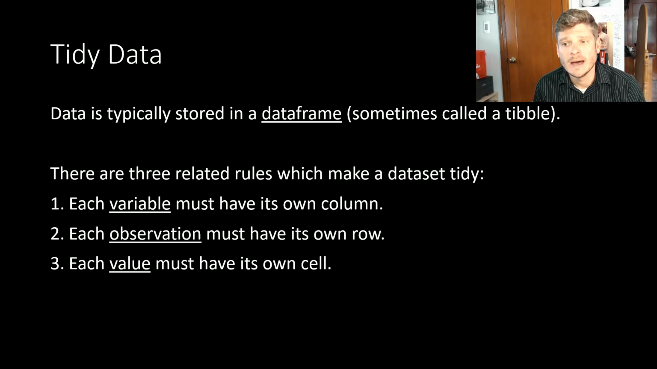Now, there are 3 rules that will make our data set tidy. First, every variable has to have its own column. Again, think about a spreadsheet. Each column is going to be its own variable, like names, locations, ages, or something like that. And then each observation will be its own row. Each row belongs to its own specific observation, which has a value for each of those different variables in my columns.